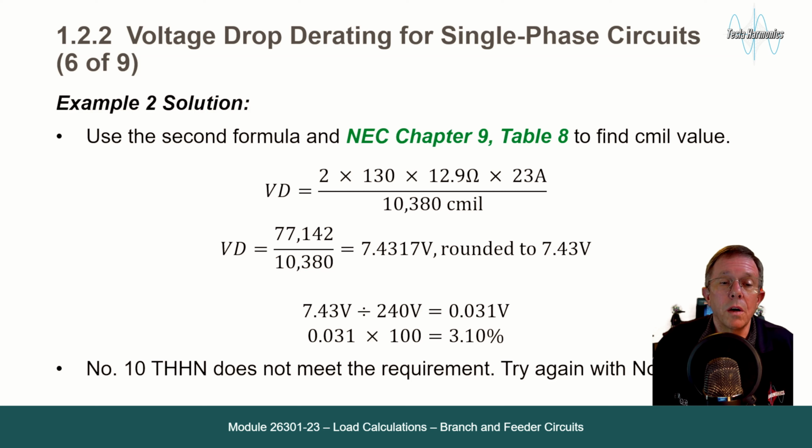Voltage drop would equal 77,142 divided by 10,380, which equals 7.4317 volts, rounded to 7.43 volts. 7.43 volts divided by 240 equals 0.031. 0.031 times 100 equals 3.10%. Number 10 THHN does not meet the requirement. We would try again with number 8 THHN.